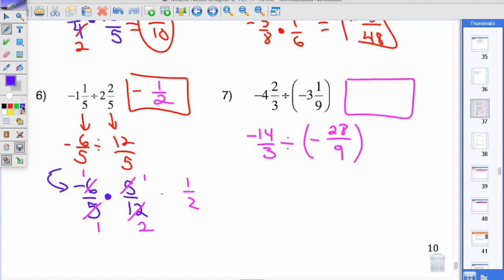So again, we still have those two negatives. We're going to rewrite it, so we're going to keep the first fraction the same. Division changes to multiplication, and we're going to flip the second fraction. So 9 goes to the numerator, and the 28 goes to the denominator.